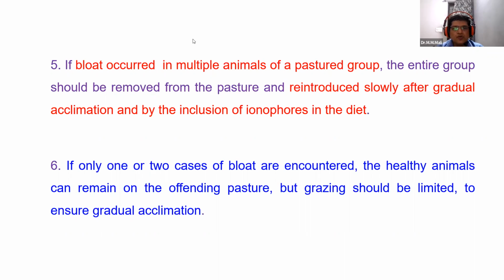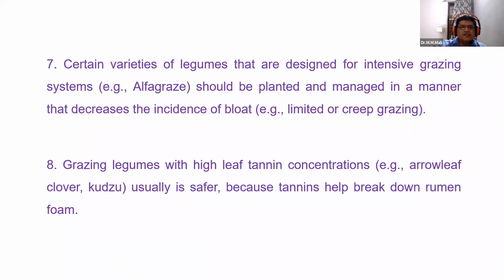If only one or two cases of bloat are encountered, the healthy animals can remain on the offending pasture, but grazing should be limited to ensure the gradual acclimation of animals. Certain vegetables of varieties like legumes that are thought to be designed for intensive grazing systems like alfalfa should be planted and managed in a manner that decreases the incidence of bloat, like limited or creep grazing.